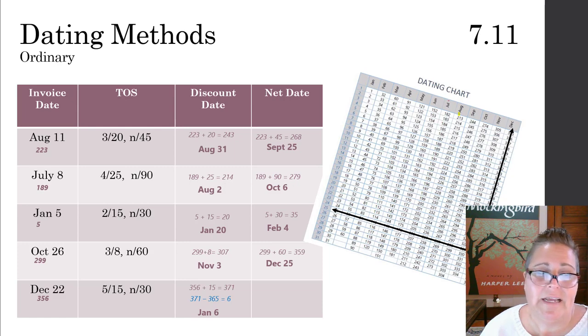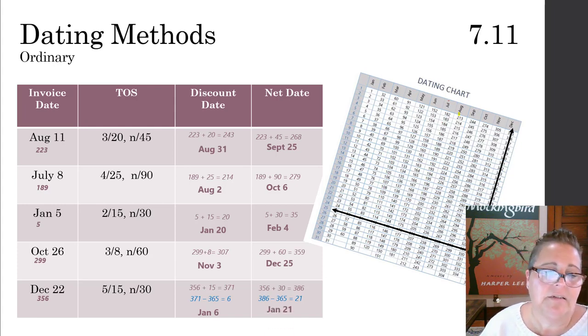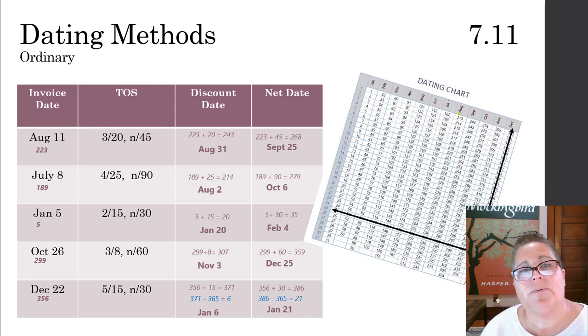Likewise, to do the net date, I need to add 30 days to December the 22nd. If I do that, I have day 386. There are not 386 days in a year. So I subtract all 365 to get back to the beginning, and I get the 21st day of the year, or January 21st.